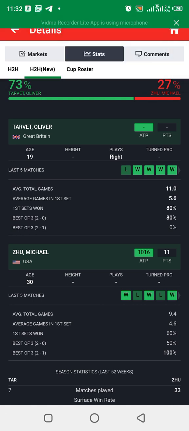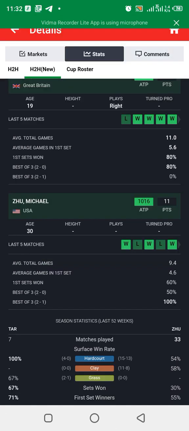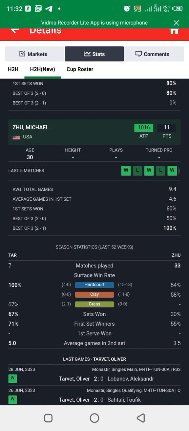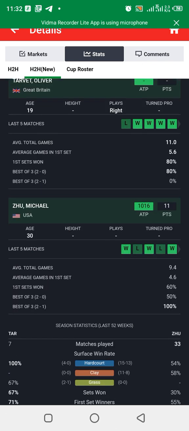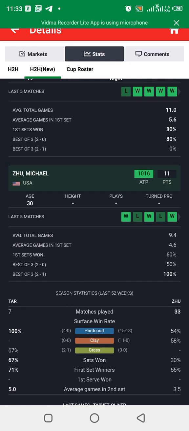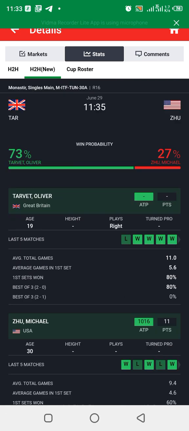So the average total games for Oliver is 11.0, and the average total games for Michael is 9.4. So this 9.4 is what we are going to combine together with the 11.0. By combining these, it is going to give us a total of 20.4. After giving us this 20.4, the only thing that we need is anything that is below this total point for our prediction.